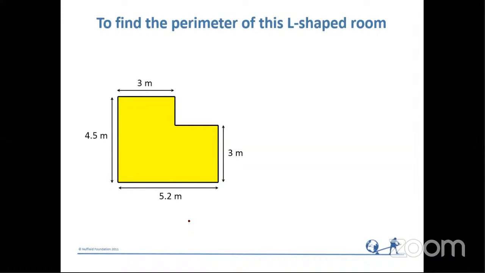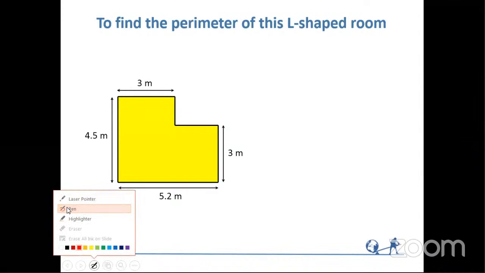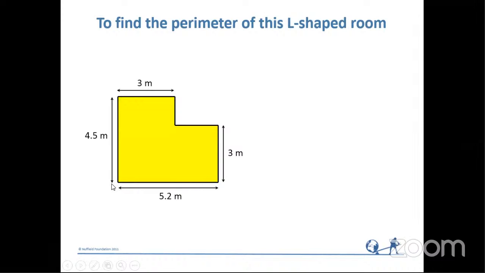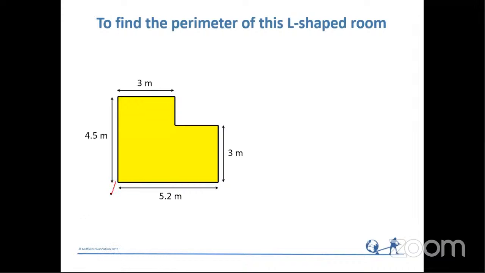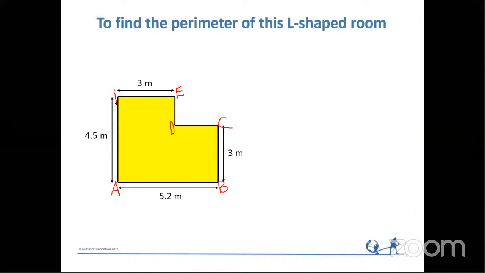So what do we do? Maybe let me begin by labeling it. So if this is A, I call this one B, I call this one C, this one becomes D, E, and then F.